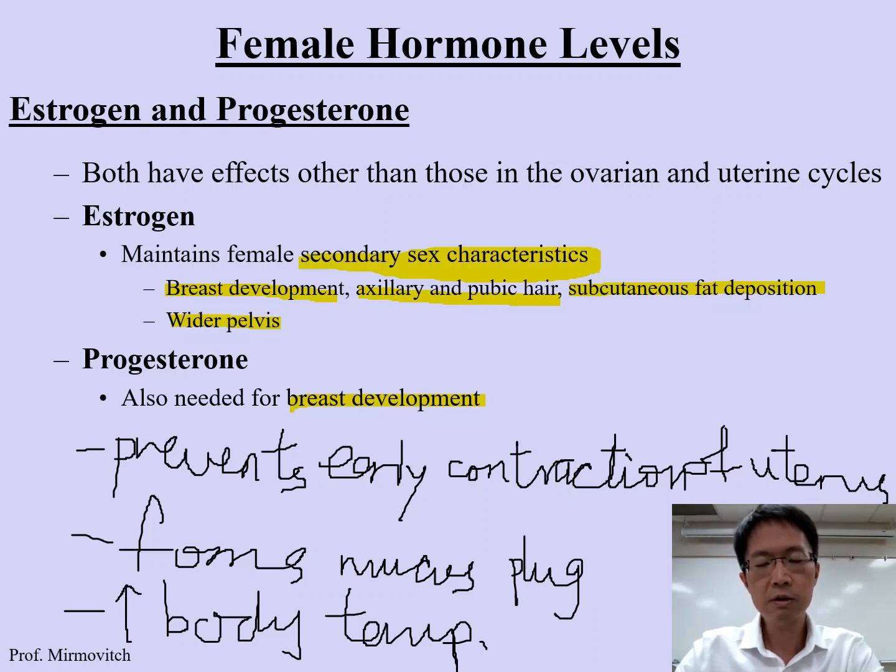The increase of 1 degree Celsius of the body temperature is caused by progesterone. There is an increase in progesterone level after ovulation, I mean several days after ovulation. So that causes the increase in body temperature. So progesterone has a lot of function, not just breast development. It prevents early contraction of the uterus, so that when women are pregnant, it is safe to have sex, because the progesterone level is high and it can prevent the early contraction of the uterus. It forms a mucus plug to stop any entry of the bacteria or sperm into the uterus, and increases body temperature.